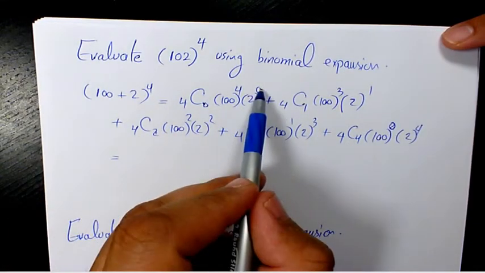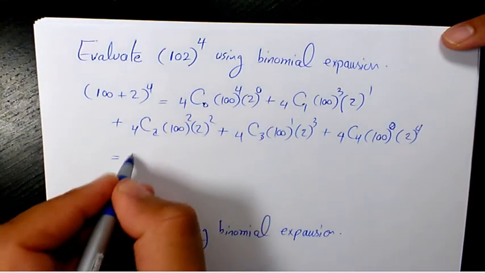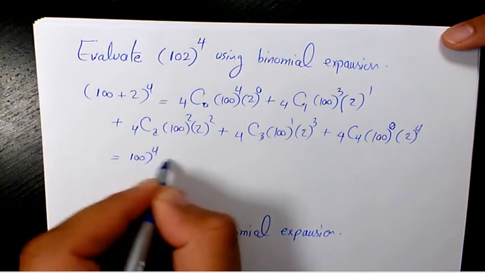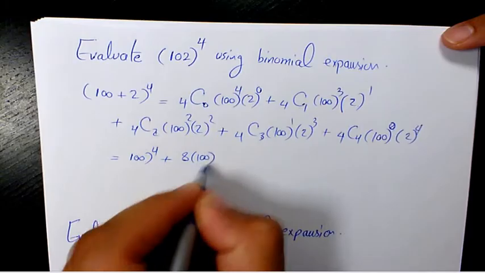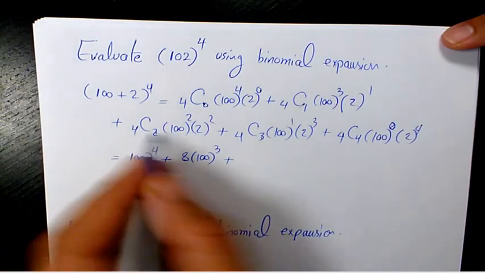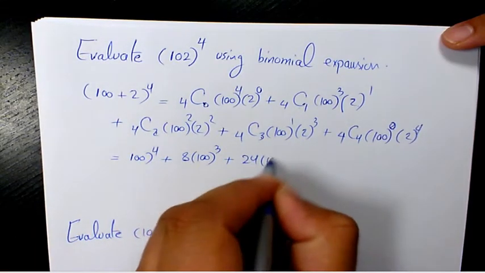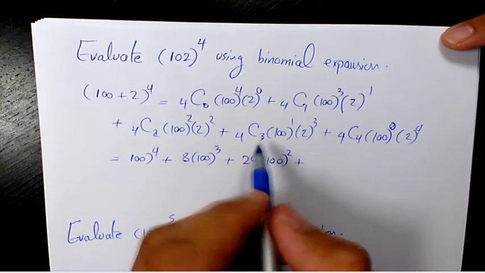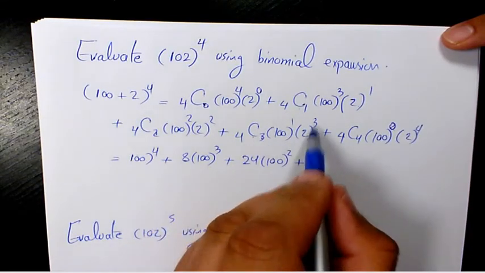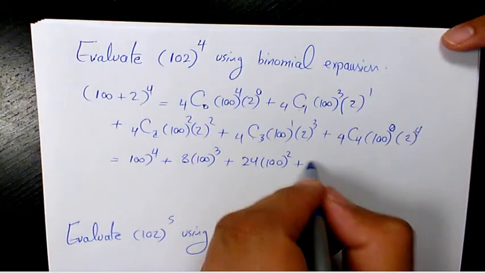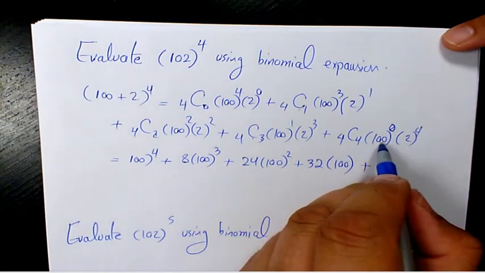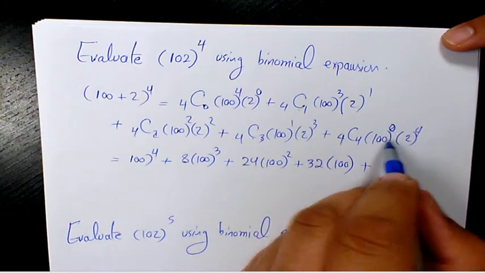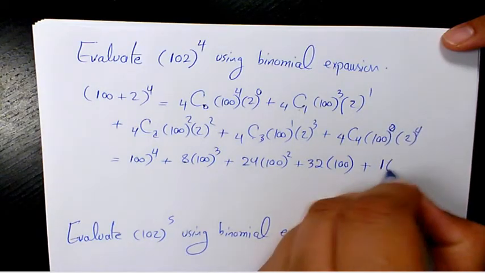So 2 to the power of 0 is 1 as well. So that's going to be 100 to the power of 4 plus 4 times 2, 8, times 100 to the power of 3, plus 6 times 4, 24, times 100 to the power of 2, plus 4 times 2 to the power of 3, which is 8, 4 times 8, 32, times 100. That's 1 times 100 to the power of 0, which is 1, times 2 to the power of 4, which is 16.